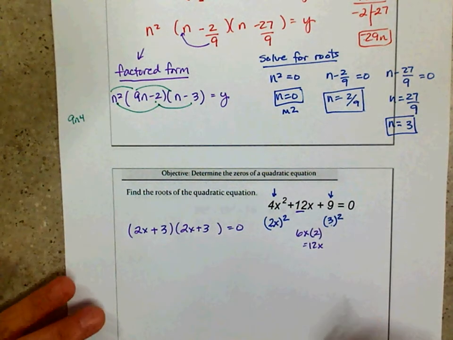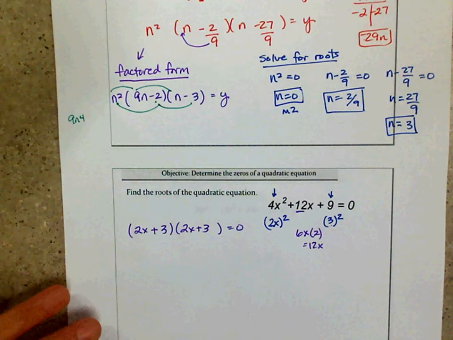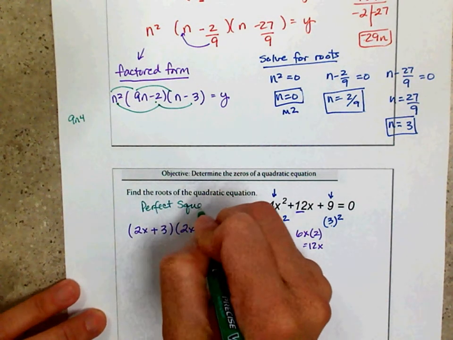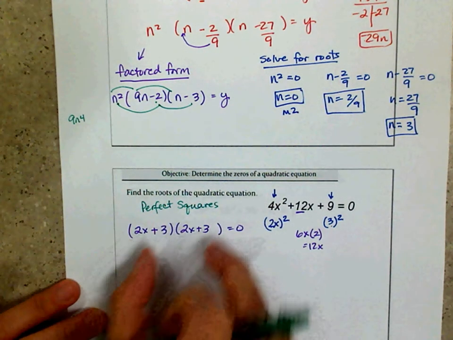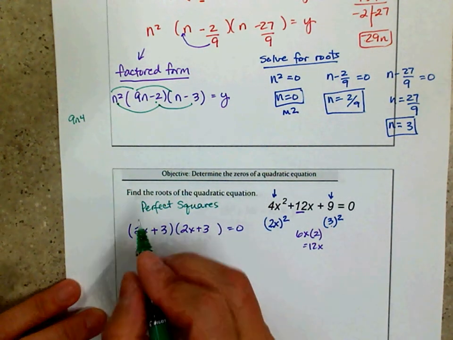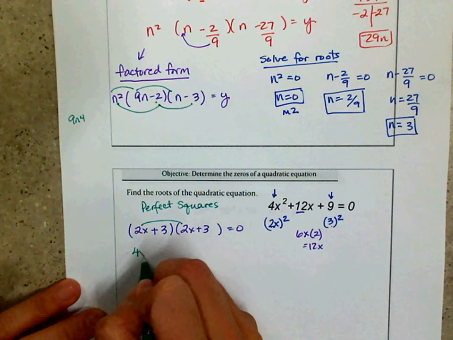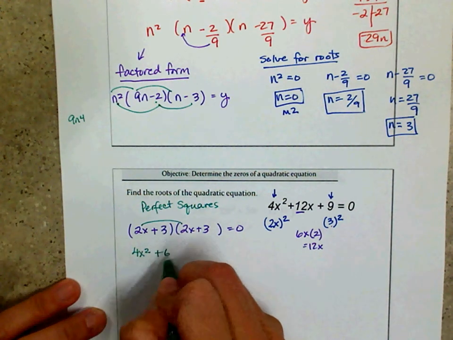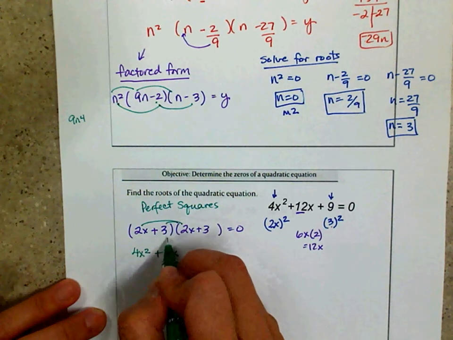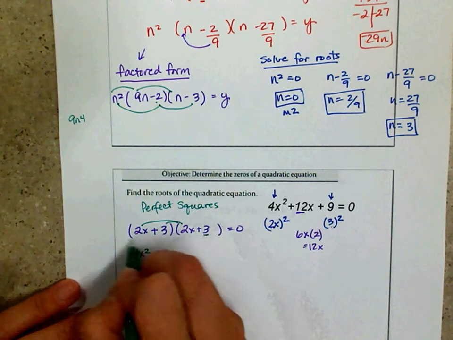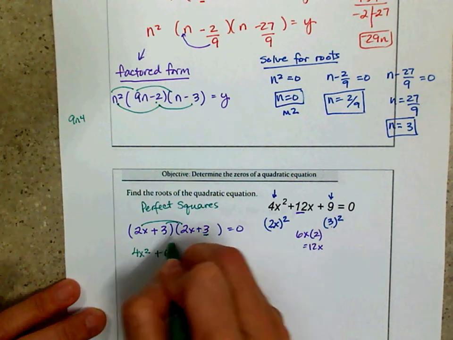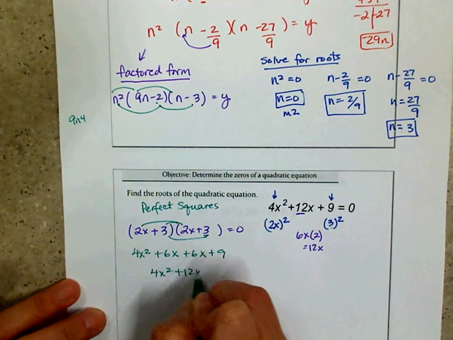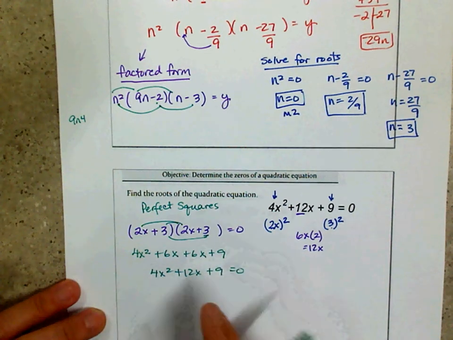This is called perfect squares. Why are they called that? Because they're exactly the same. Okay? Multiplicity of 2. Here we go. 2x times 2x is 4x squared, right? 3 times that is positive 6x. And then you do the same thing, right? Times all of this. 2x times 3 is positive 6x. 3 times 3 is 9. 4x squared plus 12x plus 9 equals 0. Do you see how that checks out? Are you noticing how those are always the same?